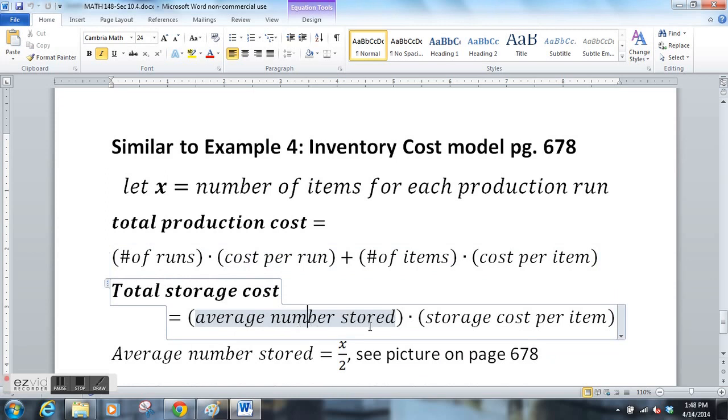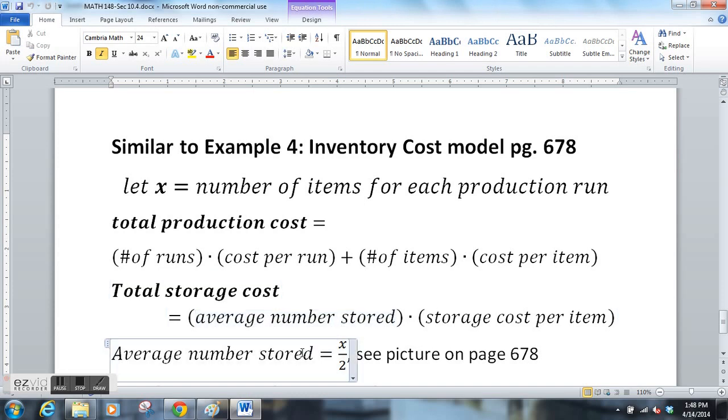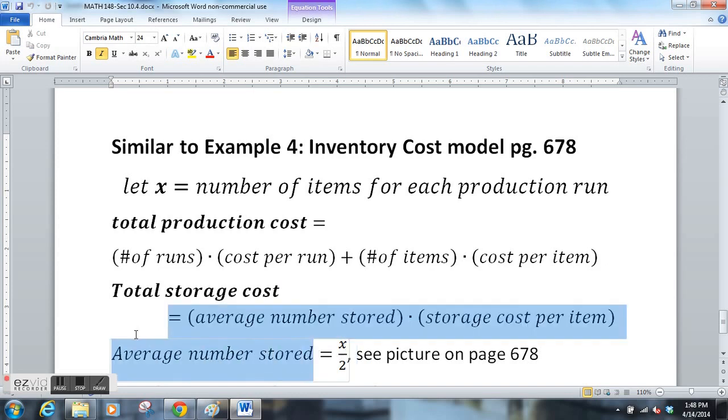And your total storage cost is the average number of items stored times the storage cost per item. Why do you go with an average number? Because the number is changing. If you have a little storage unit and you have all your lunch boxes or books stored there, you're not going to know the exact number, so you go with an average. And the average number stored is X divided by 2.